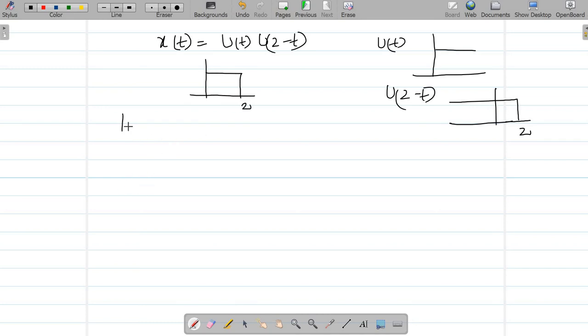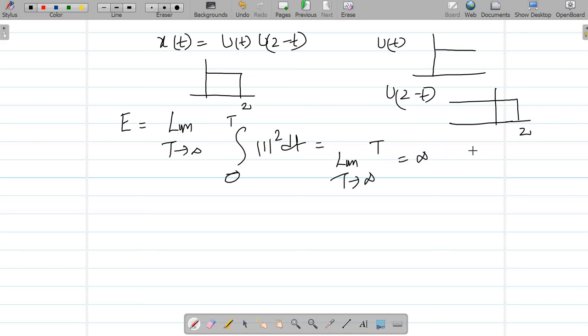Now we want to find out whether it is an energy signal. So limit t tending to infinity, the lower limit is 0 because the signal starts only from 0, and then we have 1 the whole square dt, and you end up having t. So when you apply the limit, this becomes infinity. So it is not an energy signal.